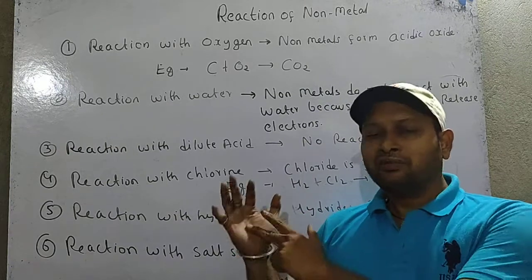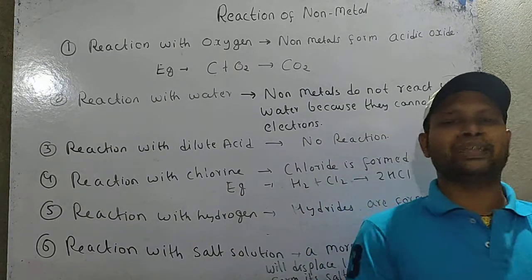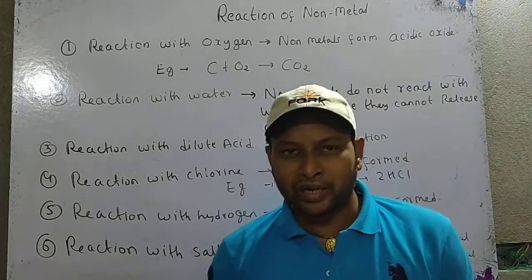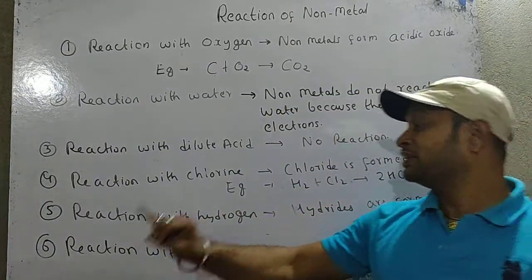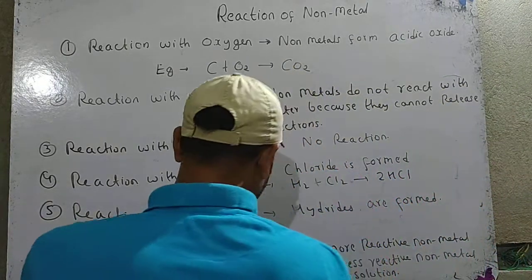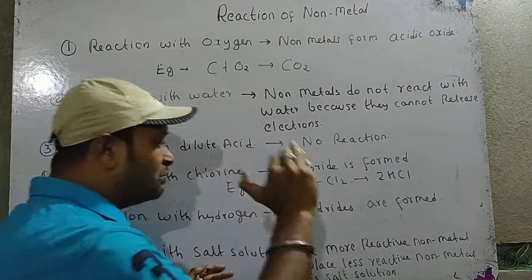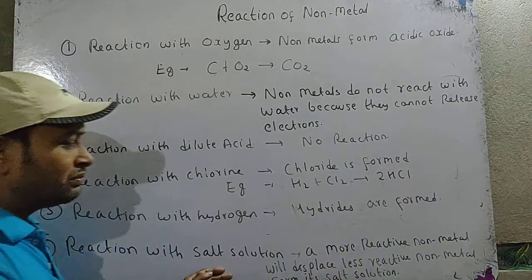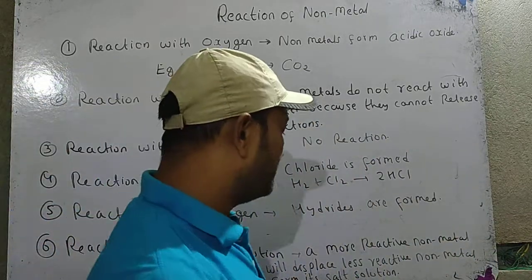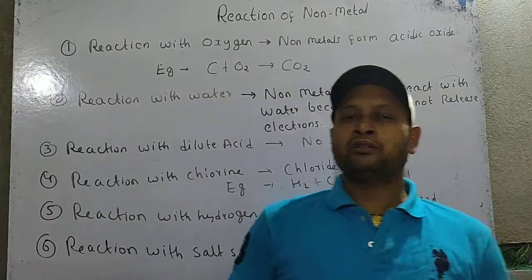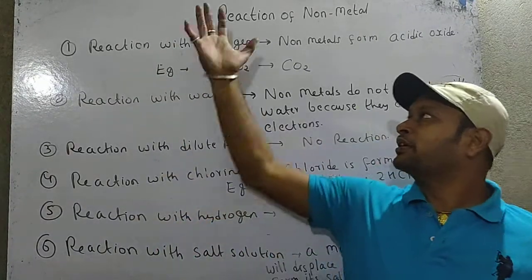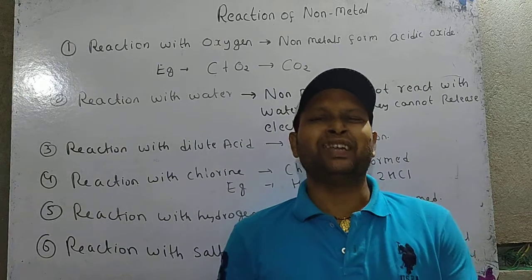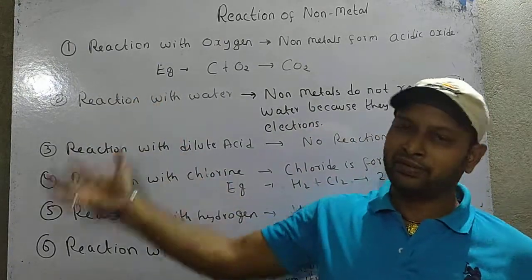And once again, what happens when a non-metal reacts with hydrogen? It forms a hydride. And what happens when a non-metal reacts with a salt solution? A more reactive non-metal will displace a less reactive non-metal from its salt solution. I hope you now understand the chemical properties, the reactions of non-metals, in these six topics.